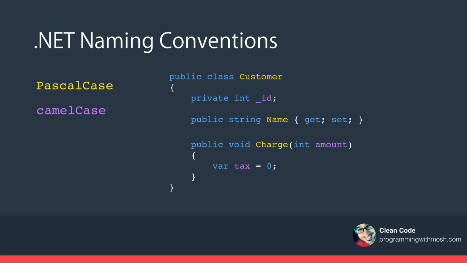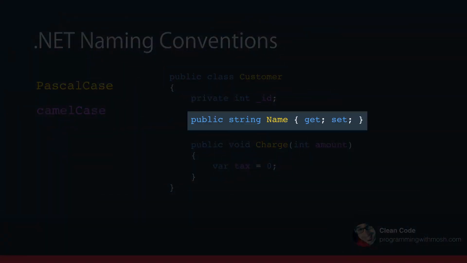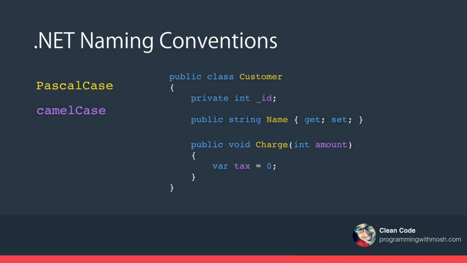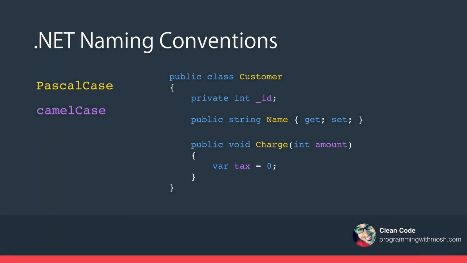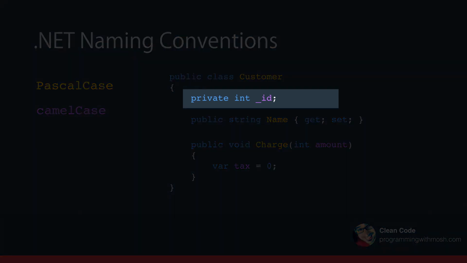So you see I have highlighted the identifiers that use Pascal case with yellow and the identifiers that use Camel case with purple. So as you see, the name of a class, its properties and methods use Pascal case. For private fields, method parameters, and local variables, we use Camel case. Except that with private fields, we need to prefix them with an underline.